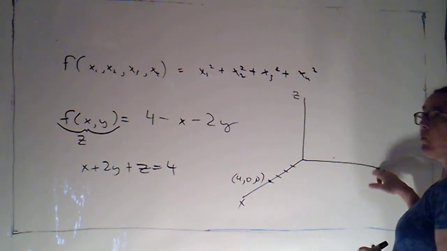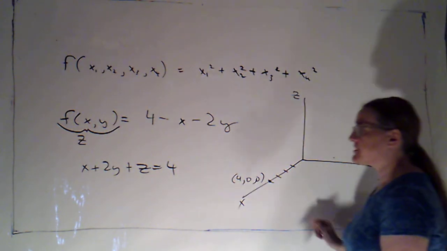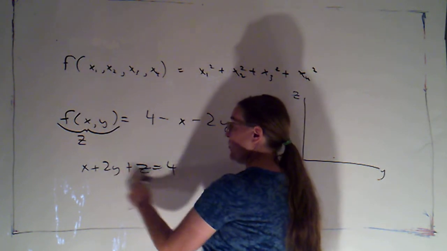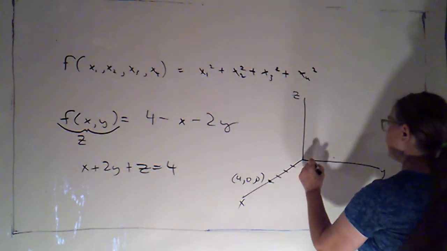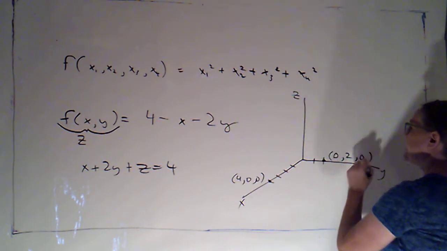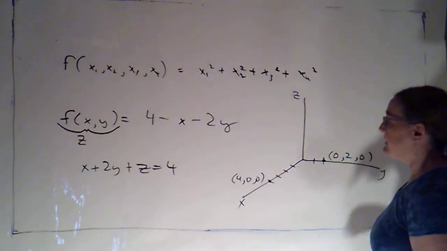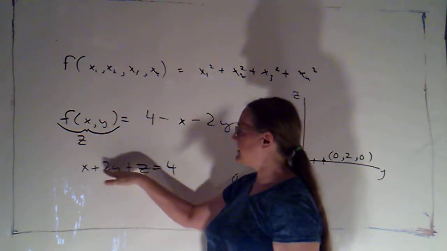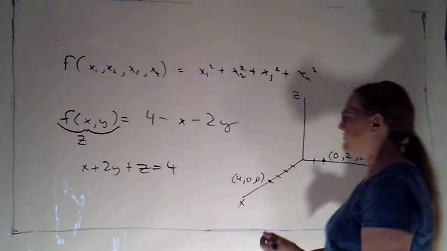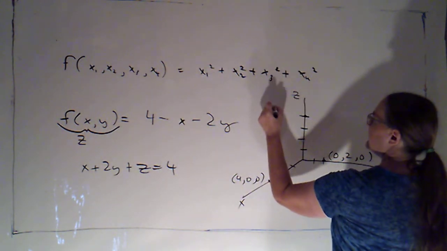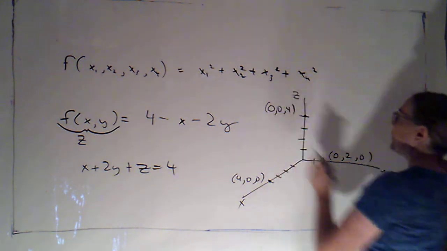Where do I cross the y-axis? Well, I would cross the y-axis when x and z are 0. So that would give me 2y equals 4. y would have to equal 2. So that would be this point, 0, 2, 0. And then, where would we intersect the z-axis? Well, that would mean that both x and y were 0. So we just have z equals 4. So that gives me this point, 0, 0, 4.